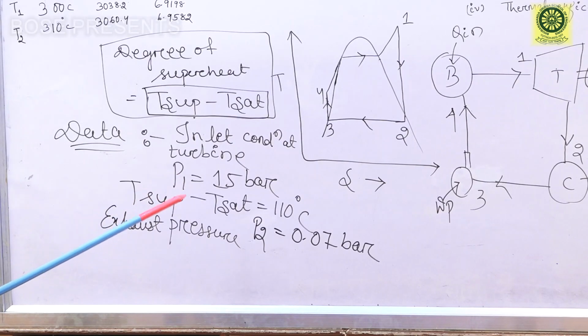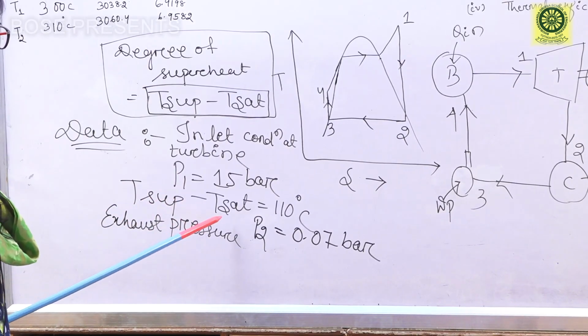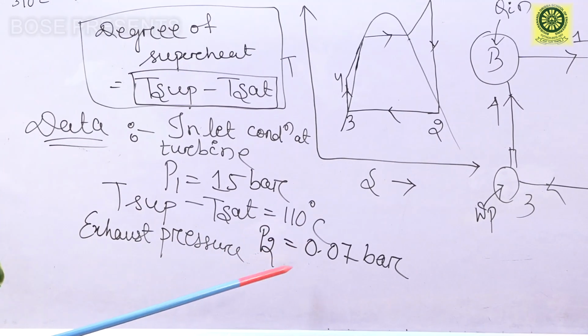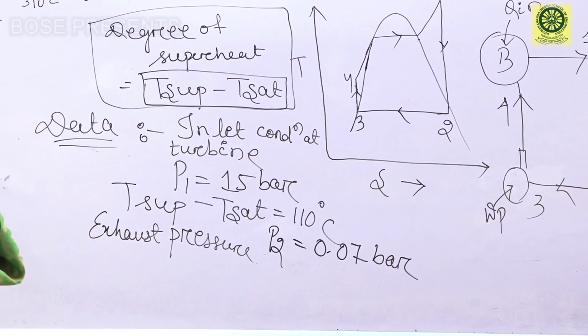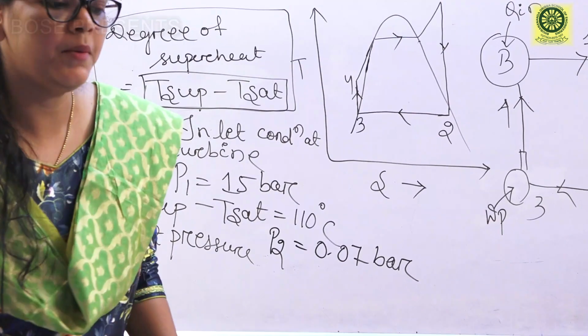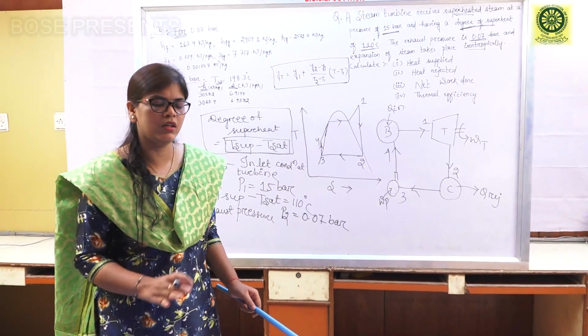P1 is given, then T superheat minus T saturation is 110 degree, then exhaust pressure P2 is equal to 0.07 bar.